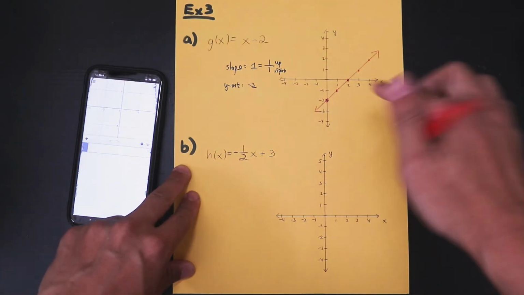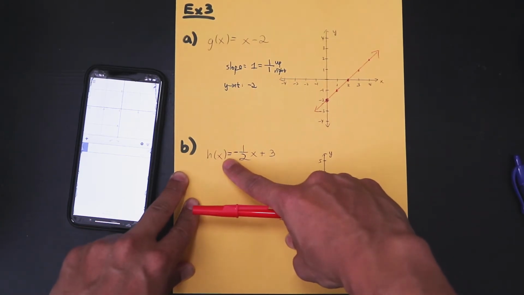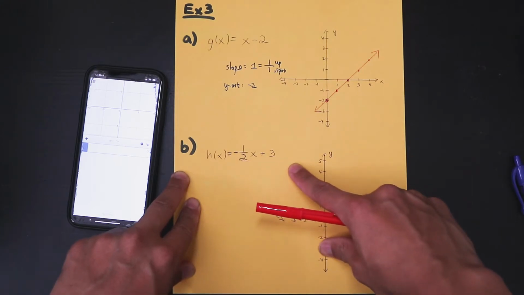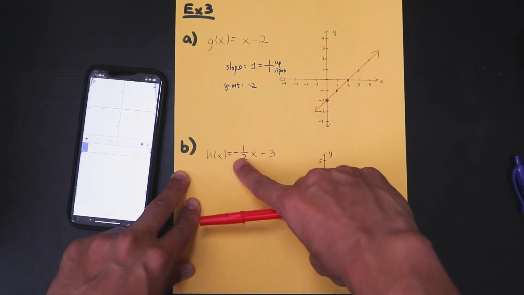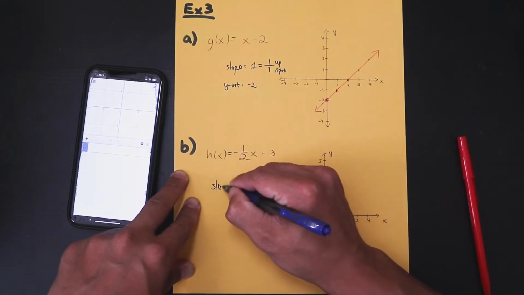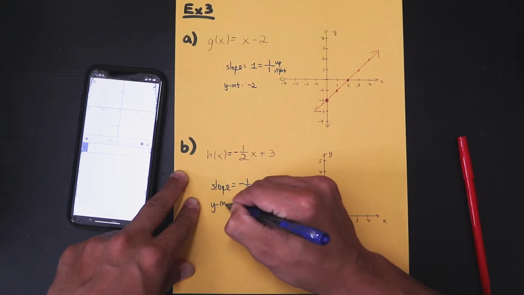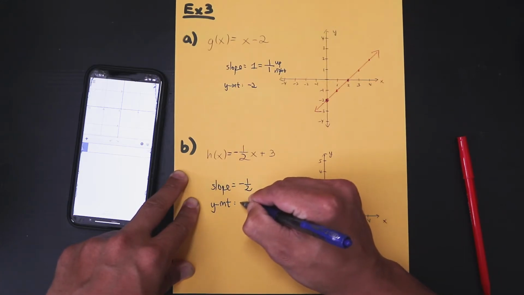Likewise, in part B, instead of writing y equals, I'm going to replace the y with h of x, so that way I can give this function a name. So h of x is equal to negative 1/2 x plus 3. Well, in this case, your slope is the number in front of the x, which is negative 1/2. And then your y-intercept is positive 3, right?